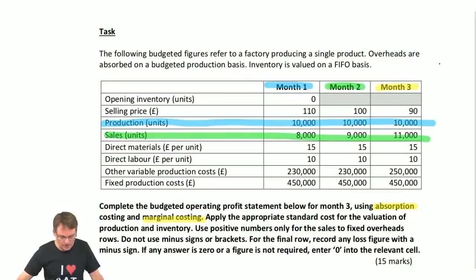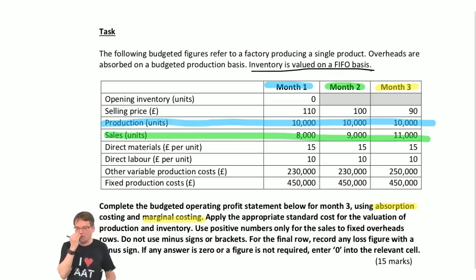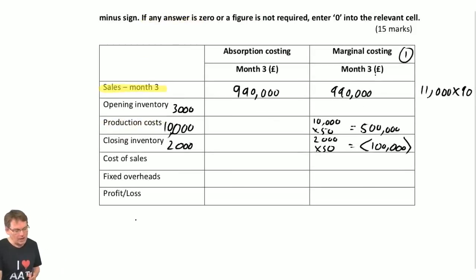Now it tells me somewhere about it. There we go. It says inventory is valued on a FIFO basis. So in other words, the opening inventory that we've got, when was that made? That was made last month. That was made in month 2.